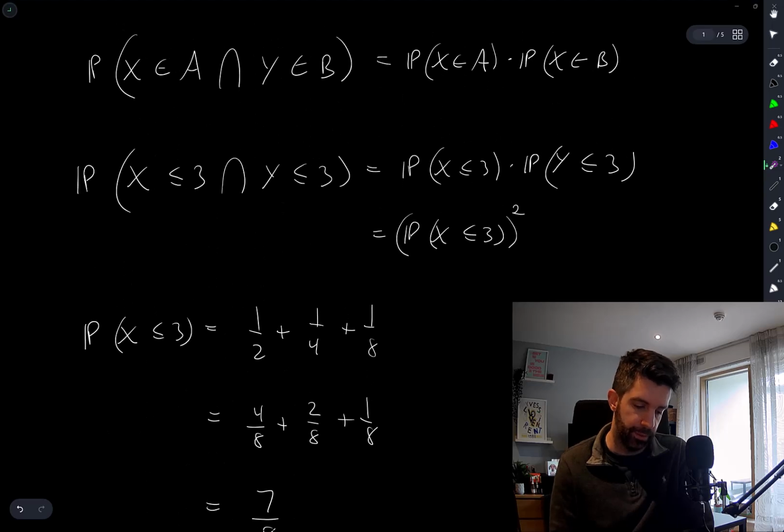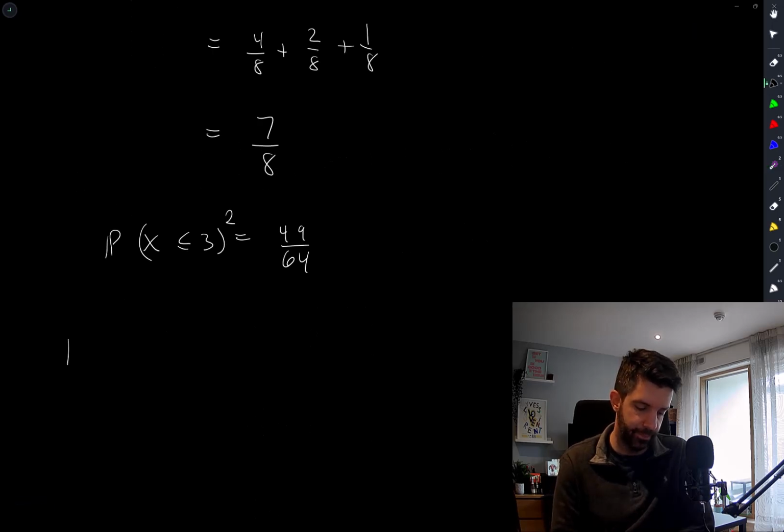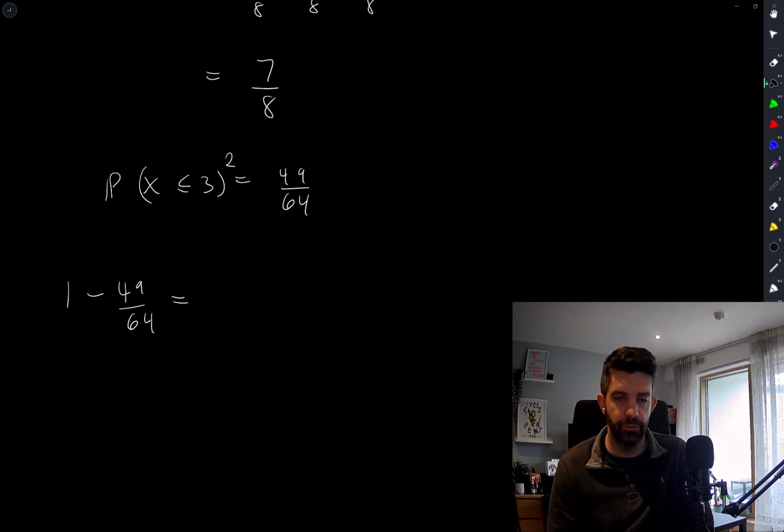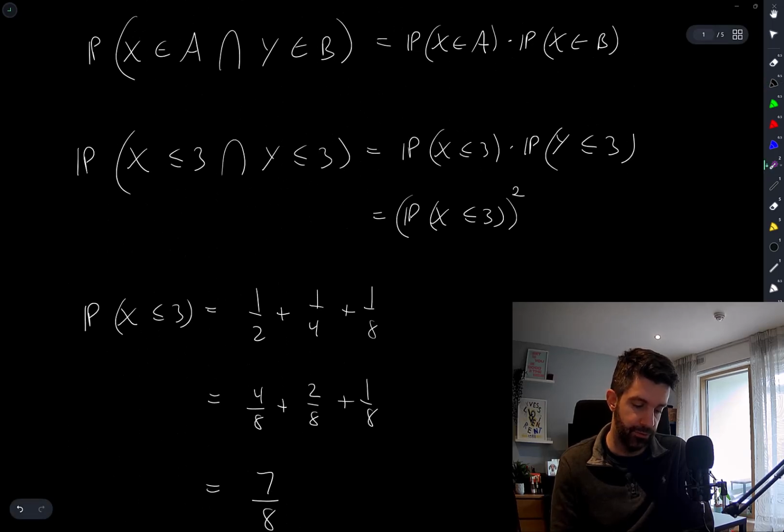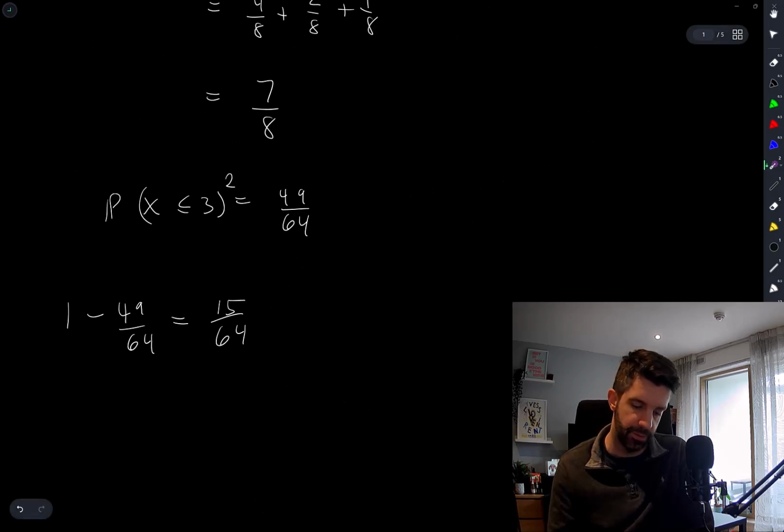But that's the probability that both of them are less than or equal to 3. We want 1 minus that. 1 minus 49 over 64 is equal to 64 minus 49 over 64, 15 over 64. Because if it's not true that both are less than or equal to 3, then at least one of them must be greater than 3. And this is option B.